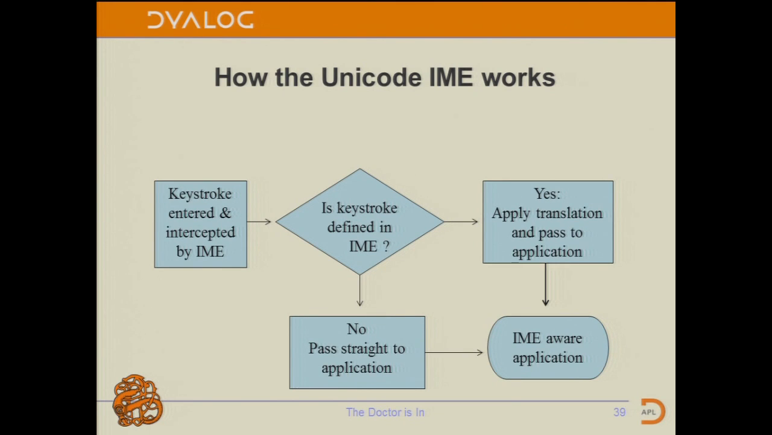So when you hit a keystroke on a Windows box running the Unicode IME, the keystroke is intercepted by the IME DLL, and the IME asks, is that keystroke defined in the translate table I have? If it's not, it's passed straight through to the application that you're driving. If it is in there, then it will apply the translation and pass that translated information to the application. So that means that in Dyalog APL, if you hit Shift-Enter, we mean start the editor. If you're using the IME with Notepad, Shift-Enter, there is no concept of an editor in there. It will be passed straight through to whatever Notepad chooses to do when it hears Shift-Enter.